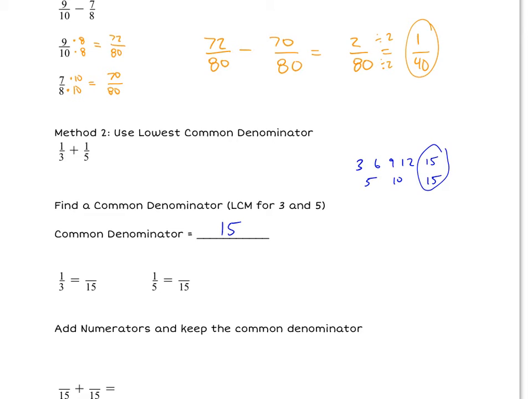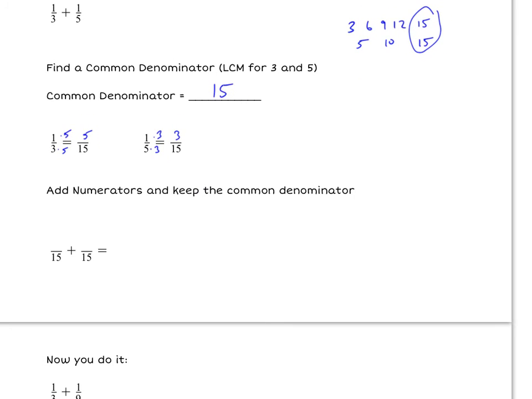So 1/3, 3 to 15 is times 5. 1 times 5 gives me 5/15. 1/5 times 3 on top and bottom gives me 3/15. We would then have 5/15 plus 3/15 gives me 8/15, and we are done with that one. So two different ways, multiply by each other's denominators or find the lowest denominator. Both will get you to the correct answer.